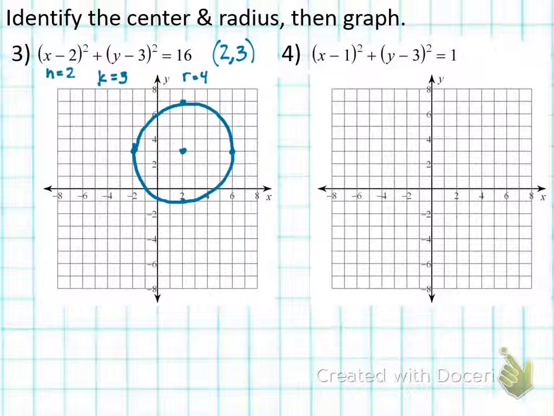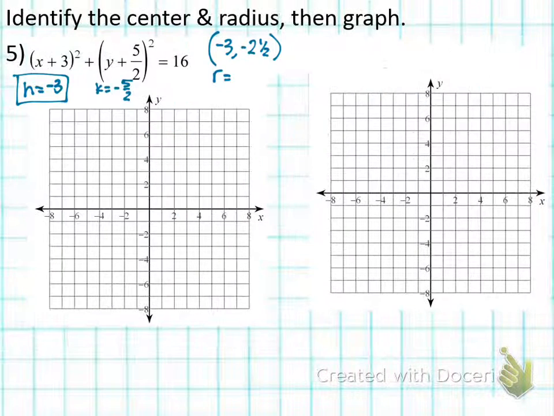I'll give you a moment. Number 4. So let's start this one off together. What's our H and K, everyone? What's your center? 1. Okay, H is 1. What's your K? 3. K is 3. And then what's your radius? 1. Good, thank you. So your center should be at 1, 3. And your radius is at 1, okay? So I want you to graph this one by yourself now. I'll come around in 1 minute.